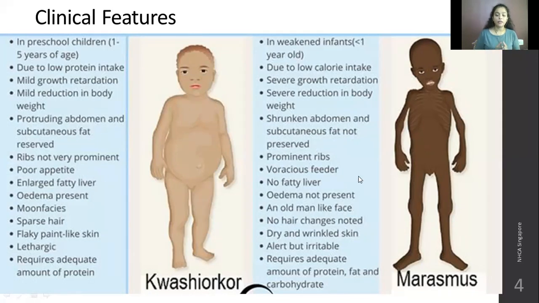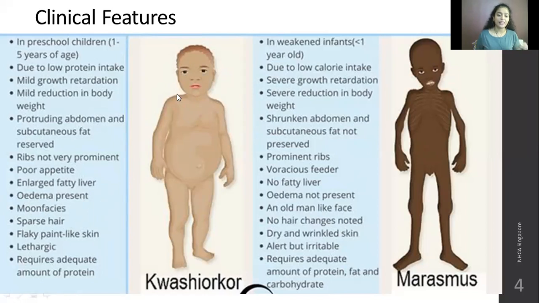When the fat lipids are not properly metabolized, not digested, free flowing fats in your blood come and accumulate in your liver and convert that into a fatty liver. Usually fatty liver is a very common case in case of alcoholism and all. Okay, edema is present. You can see here the body is completely swollen. Moon face, the child's face is completely round because of the edema.